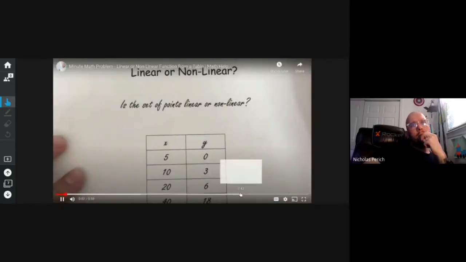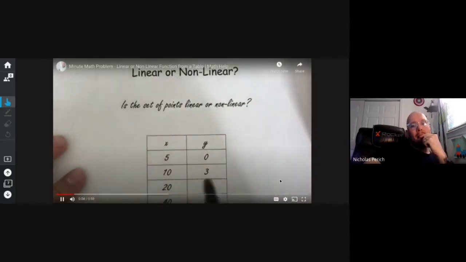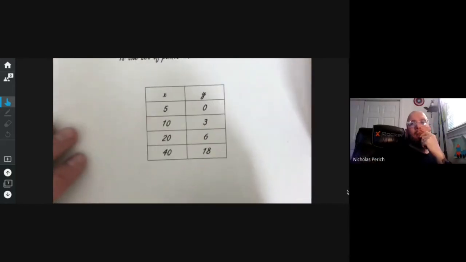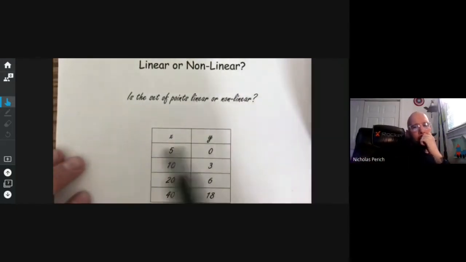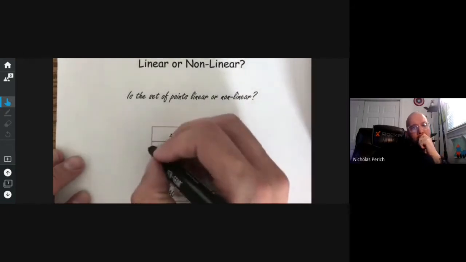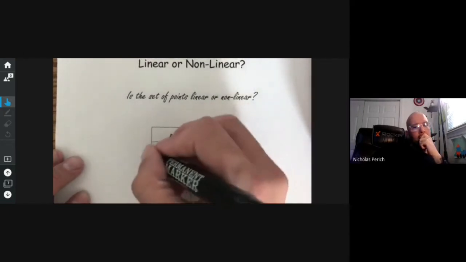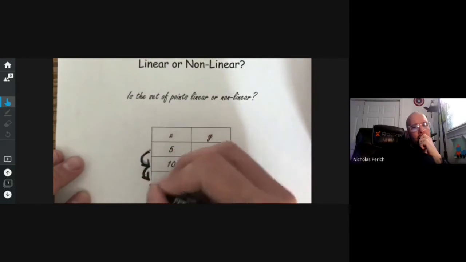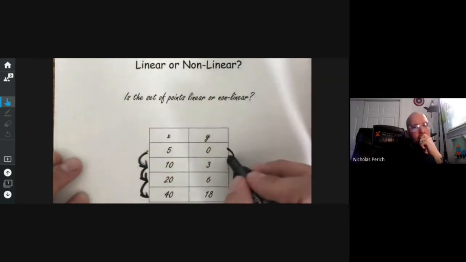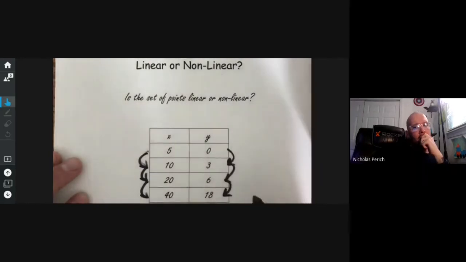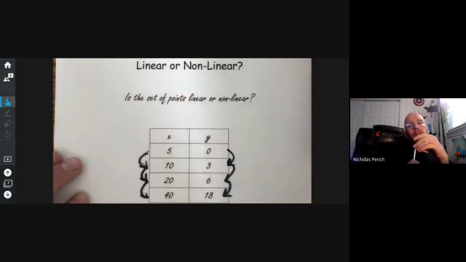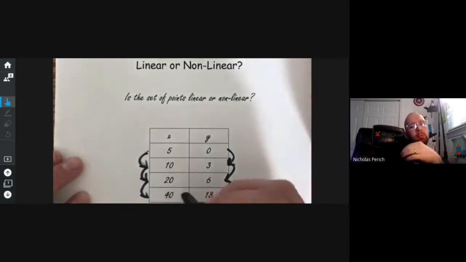All right, I have to find out if this set of points is linear or nonlinear. The way I do that is I try to see if the slope or the rate of change is the same all the way throughout. So I have to compare the y over x for all of these and make sure they're the same. Why am I doing y over x? Because it's rise over run. If the rise over run is the same, that means it follows a pattern, it makes a straight line.